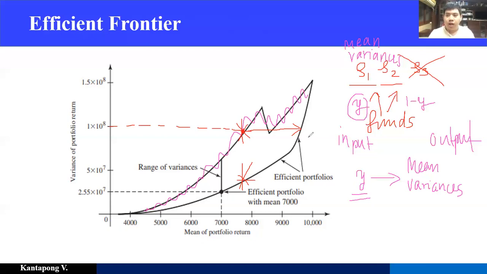However, if we are satisfied with that mean, we can lower the variance. Here we can lower the variance, here we can increase the mean. So that means no risk-averse investor will choose this one, but will choose along this line. This line is efficient because we could not get better. So we say that it is the efficient portfolio, or sometimes the efficient frontier.